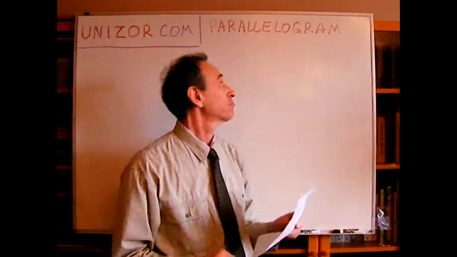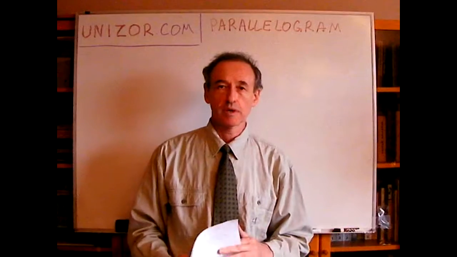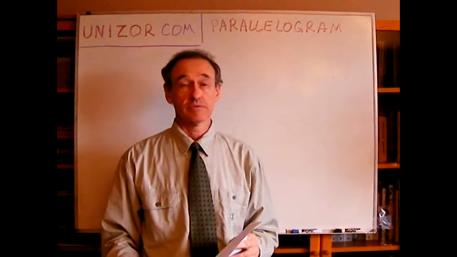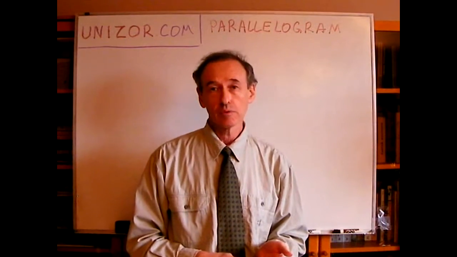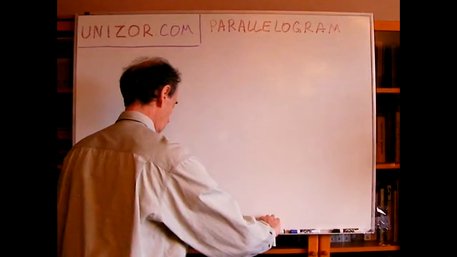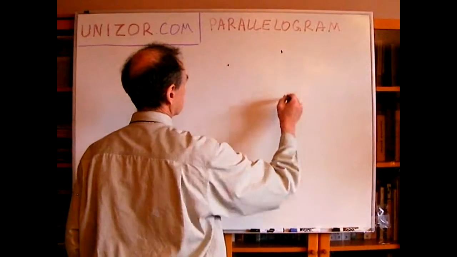Today's topic is parallelograms. Well, as usual, we start with definition. So what is the definition of parallelogram? Well, number one, it's a quadrangle, which means it has four vertices and four sides.